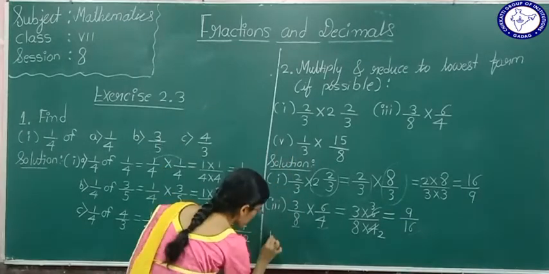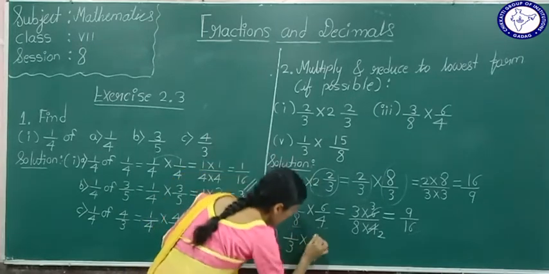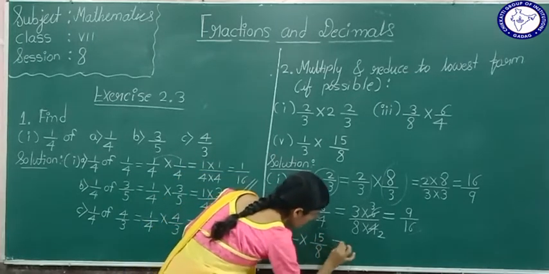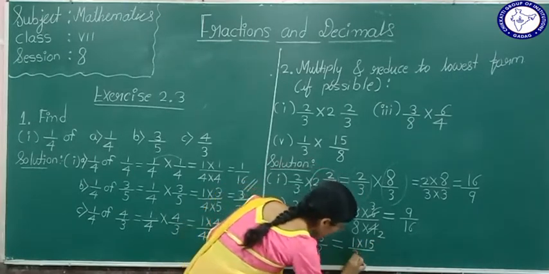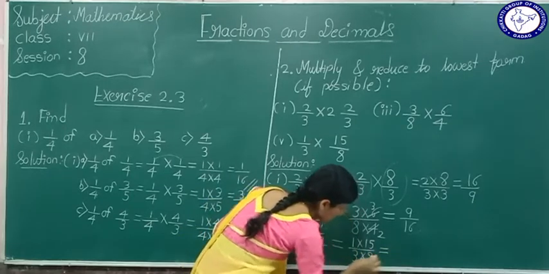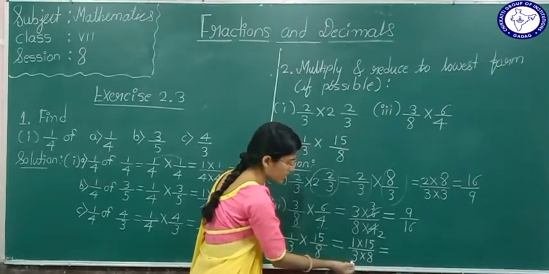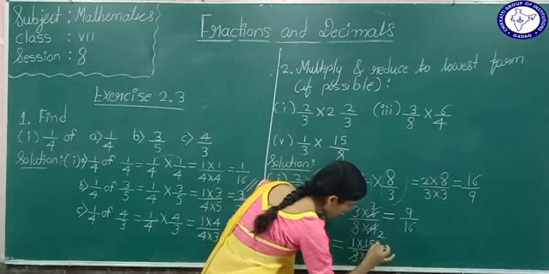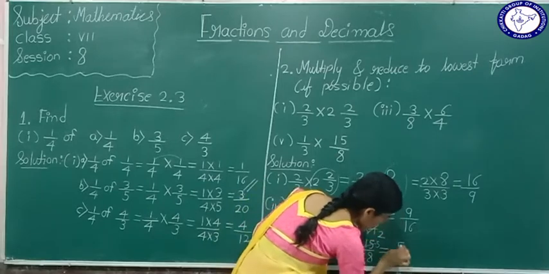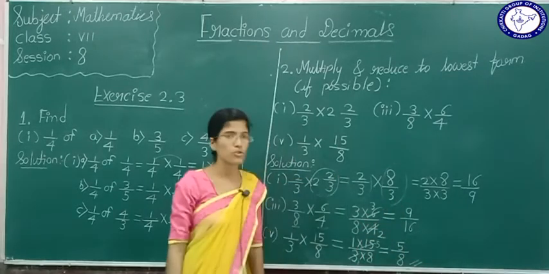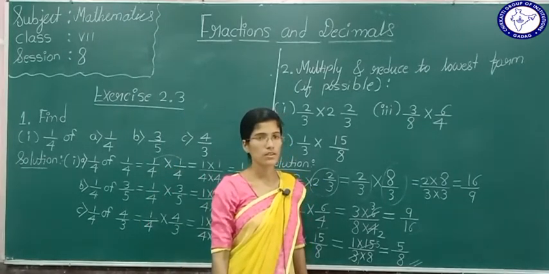Now we will see the fifth one: 1 by 3 multiplied by 15 by 8. Now see here, 1 multiplied by 15, 3 multiplied by 8. You can directly cancel here only. Instead of multiplying 8 3s are 24, we can do our work easily. Cancel: 3 1s are 3, 3 5s are 15, so 5; 1 8s are 8. 5 by 8 is in the simplest form only. So next we will see the third main.